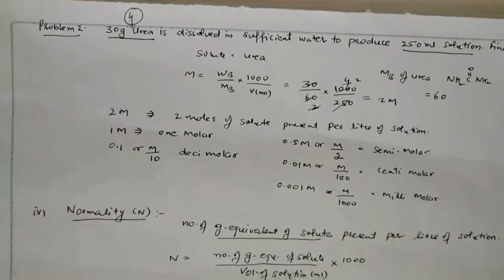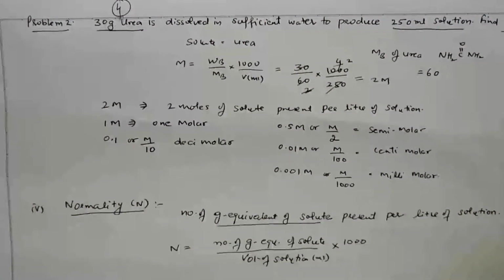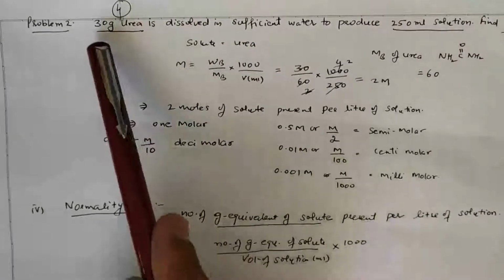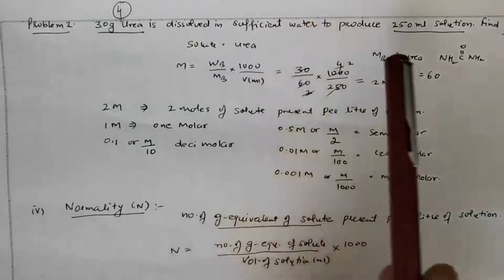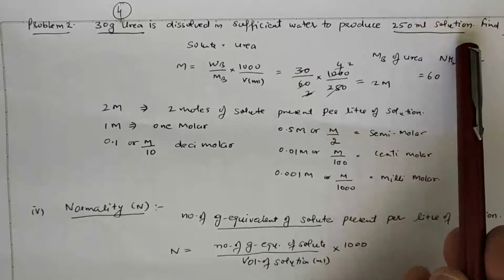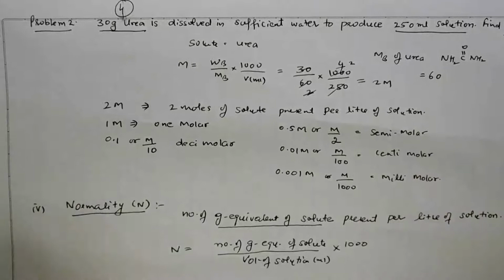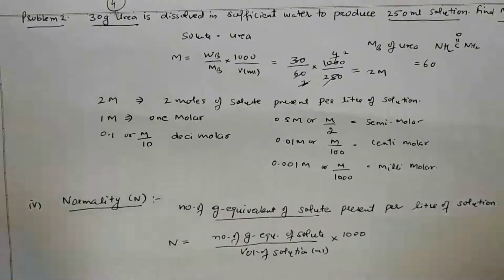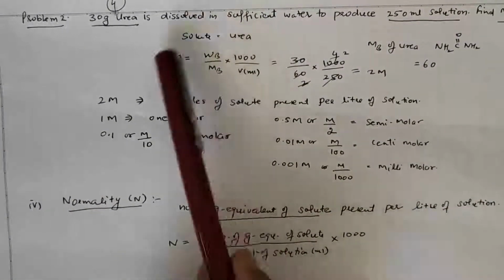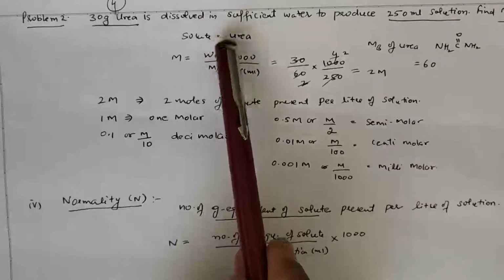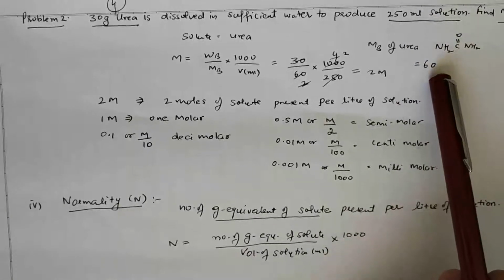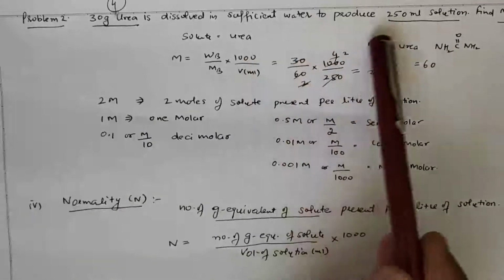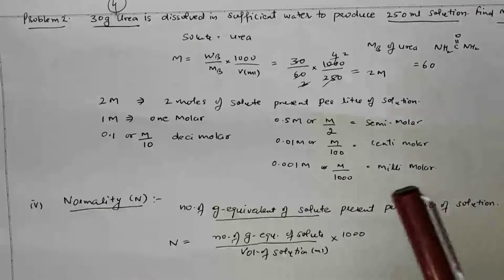Then we move to problem number 2. Here, problem number 2 is: 30 gram urea is dissolved in sufficient water to produce 250 ml solution. Find molarity. Very simple. Here the solute is urea. So in this formula put the value: WB is 30 gram, MB, the molar mass of urea, is calculated as 60, 1000 upon volume, which is given as 250. So you can calculate easily.